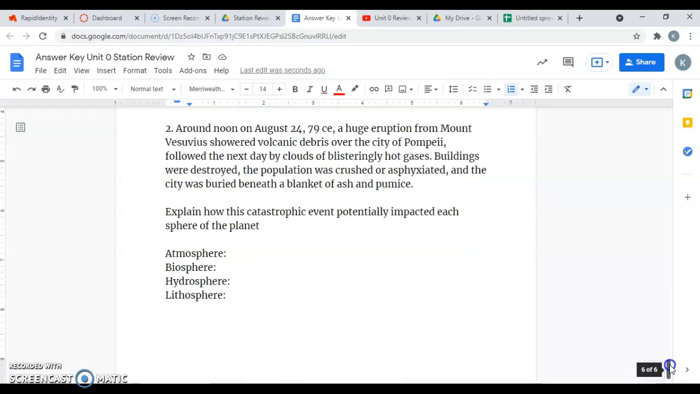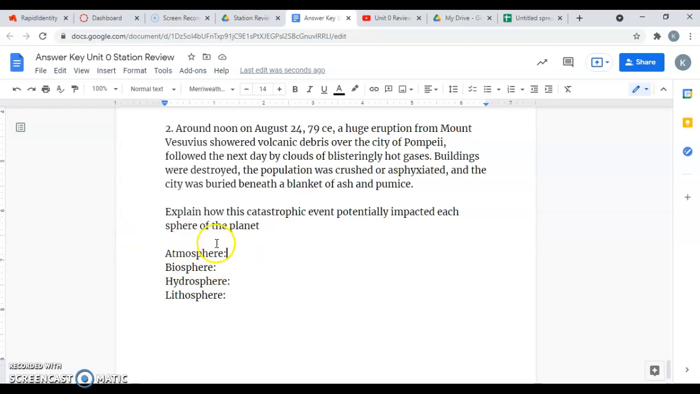And then this is an example of the activity you guys did. I gave you that concept map that you could fill in where you had to choose a catastrophic Earth event and then just talk about how it impacted each of the spheres. So it says around noon on August 24th, a huge eruption from Mount Vesuvius showered volcanic debris over the city of Pompeii, followed the next day by clouds of blisteringly hot gases. Buildings were destroyed, the population was crushed or asphyxiated, and the city was buried beneath a blanket of ash and pumice. So explain how this catastrophic event potentially impacted each sphere of the planet.